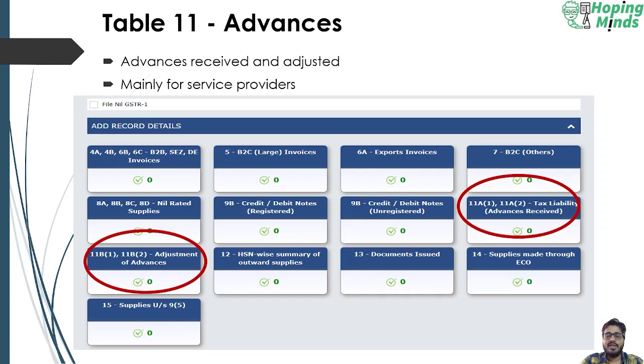Then after the provisioning of services, when I raise the invoices against the provisioning of such services, I will have to report it in table 11B1 and B2. Suppose I have received an advance of 5 lakhs and now I am raising the invoice against such services for rupees 7 lakhs. So my total GST liability against such services will be XYZ percentage of rupees 7 lakhs, that will be reduced by the amount that I have already paid at the time of receipt of advance.